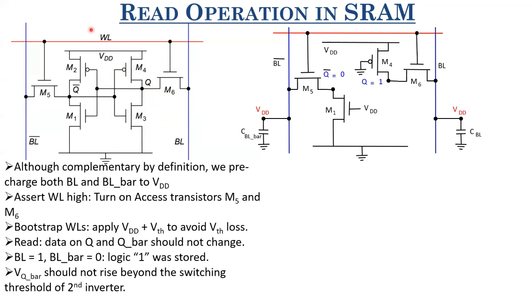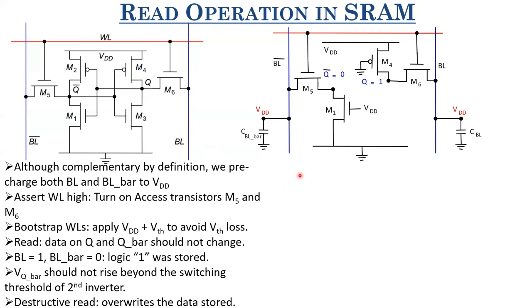So what do we have to ensure for a non-destructive, or non-disturb, read? We have to ensure that the voltage at VQ bar does not rise beyond the switching threshold of inverter 2. How can that be ensured? That can be ensured by properly sizing M5 and M1. We'll see that later, but the point I'm making is that if M5 pushes VQ bar above the switching threshold of inverter 2, then we will end up flipping the content of the cell. We would end up making Q equal to 0, and in that case we will have a destructive read.